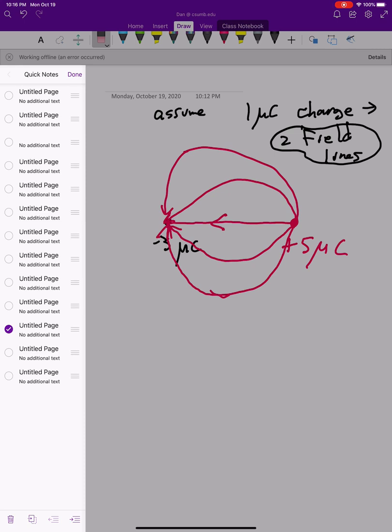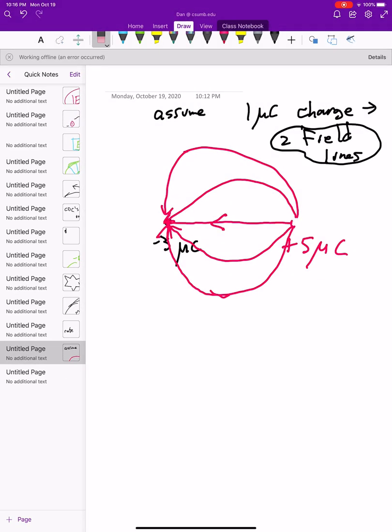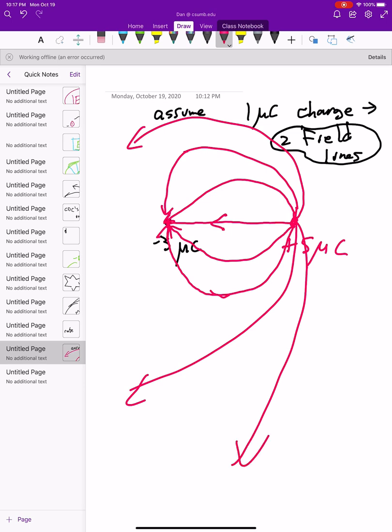Now I have to get the other 5, because I need to have a total of 10. So I'm going to keep going here. I'm still going to have another one there, another one there, another one there, another one there, and another one there. And I've gotten all 10 coming out of there. But I still need one more coming into here. And I'm going to have that one be like this. Okay, so now this one has 6 field lines going into it. This one over here has 10 field lines leaving it.